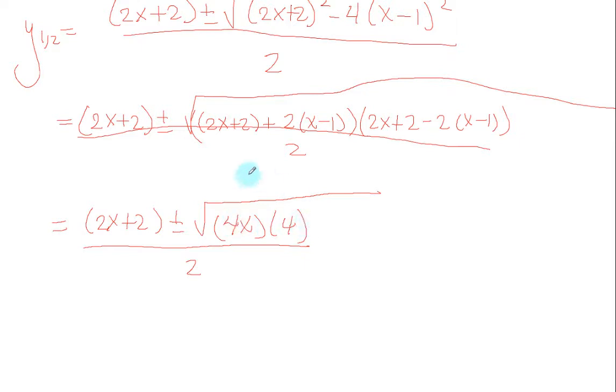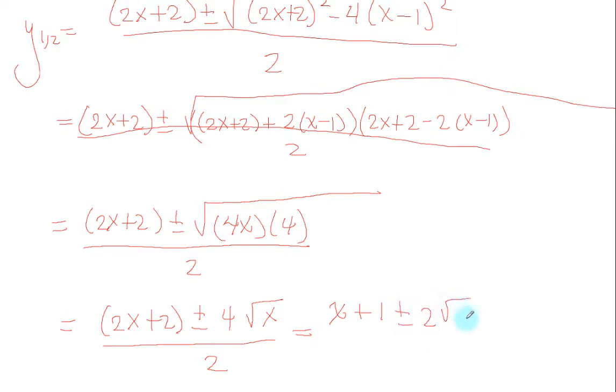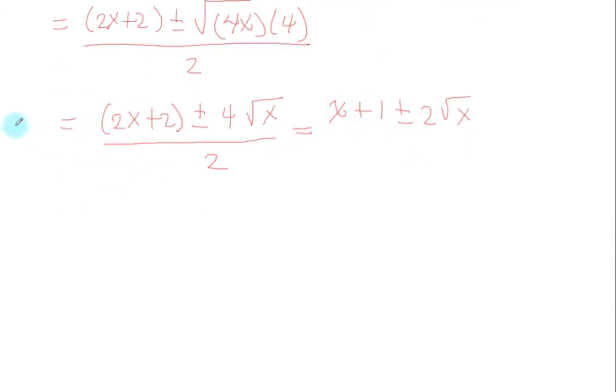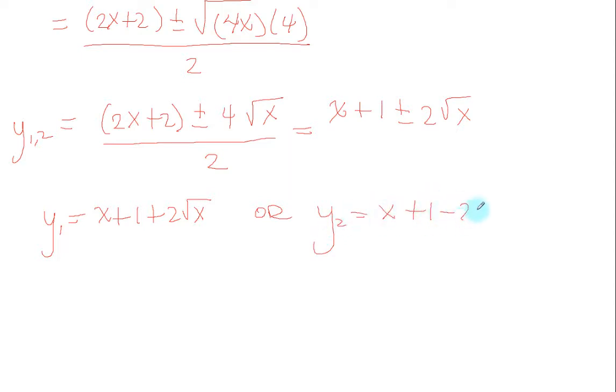Now 4x times 4 is 16x. The square root of 16x is 4 square root of x. So we can pull out that 4, and we just get x over 2. Now we can factor 2 out of all the terms to cancel with this 2, and this becomes x plus 1 plus or minus 2 square root of x. Now, the question is, which y should we choose, because this is y1 and y2? We have y1 being x plus 1 plus 2 square root of x, or y2 being x plus 1 minus 2 square root of x.